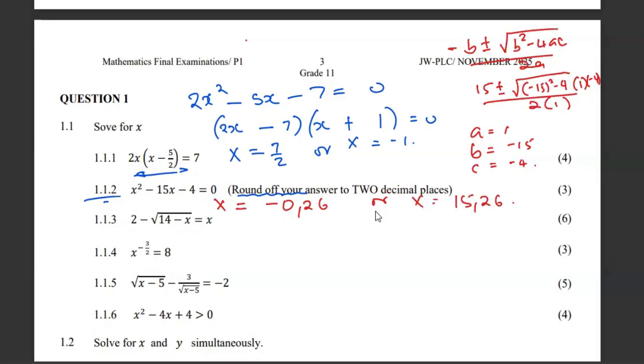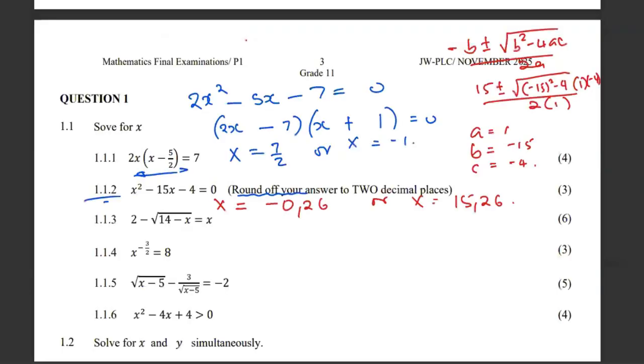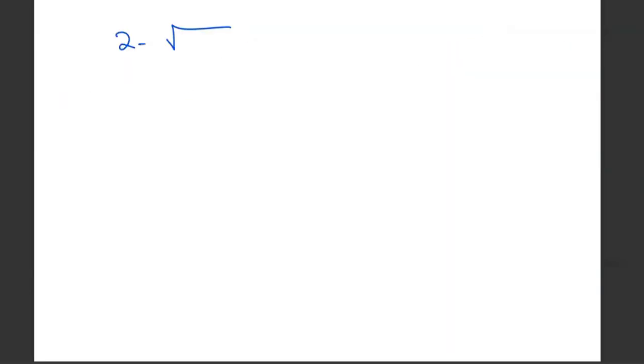All right, then 1.1.3. I'll write it this side. It's 2 minus square root of 14 minus x is equal to x. So step number 1, isolate the root. Let's move the 2 that side. So that's 14 minus x is equal to x minus 2. And then we need to square either side, so this squared and then that side squared.